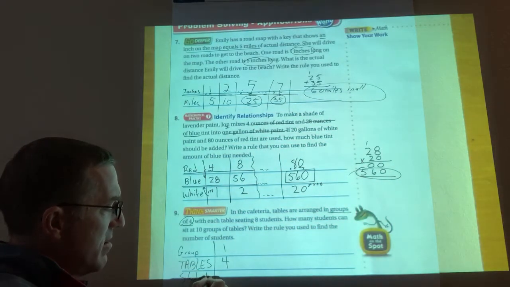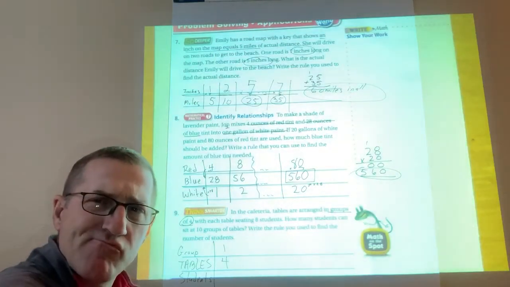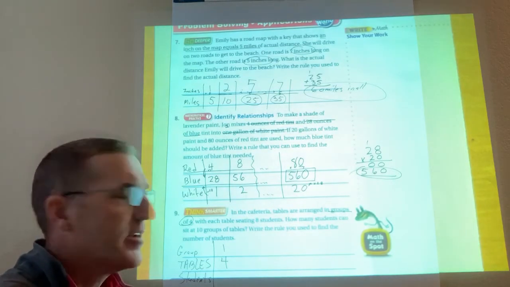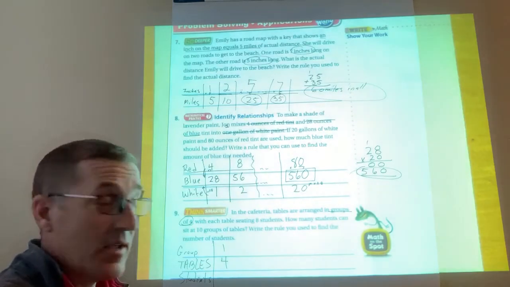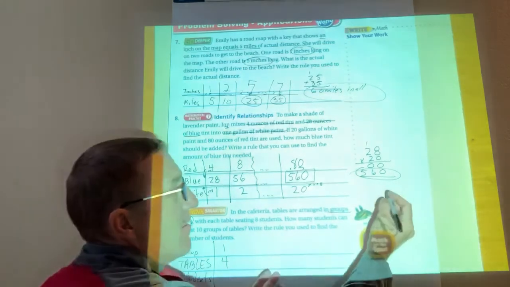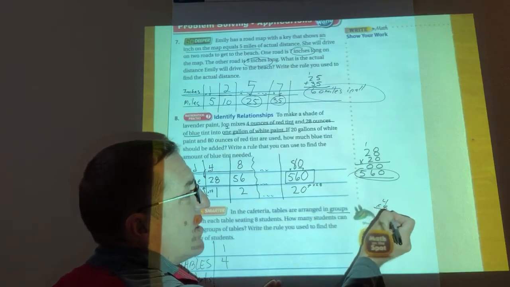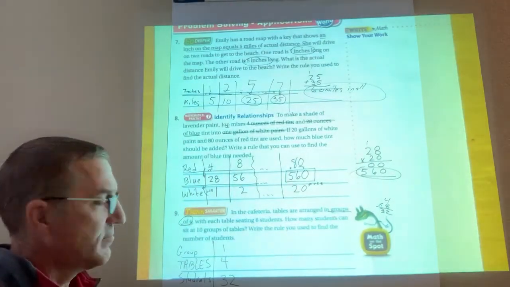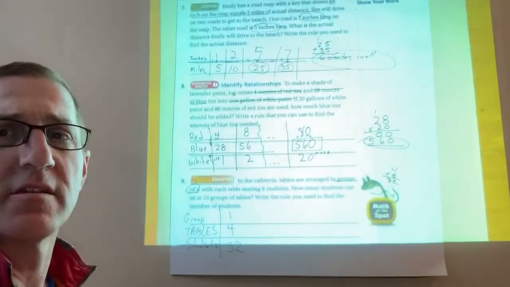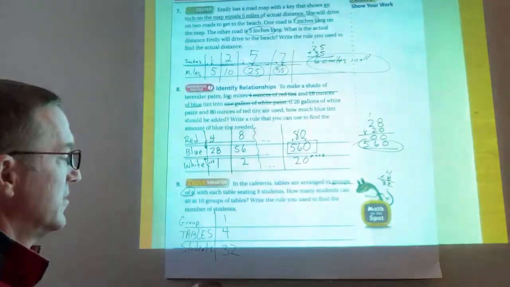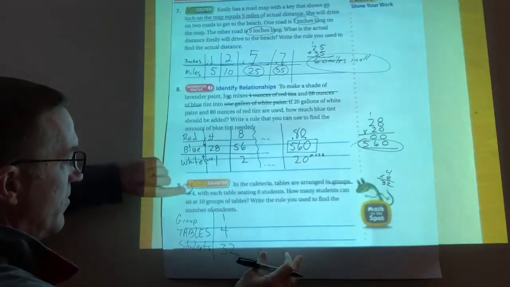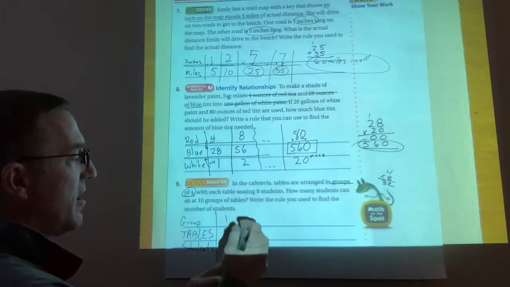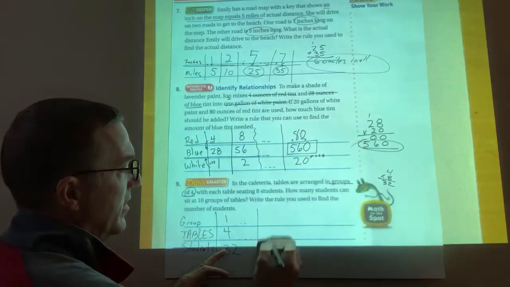Do I put 8 there? Well, there's 8 students at one table, but in each group, how many students are there? There's 4 tables, 8 students. What's 4 times 8? That gives me 32, right? So I'm going to have 32 students. All right, hopefully you can see that. Let me tilt her down just a little bit. Okay, so I've got one group, 4 tables, 32 students, and it goes all the way out to 10.